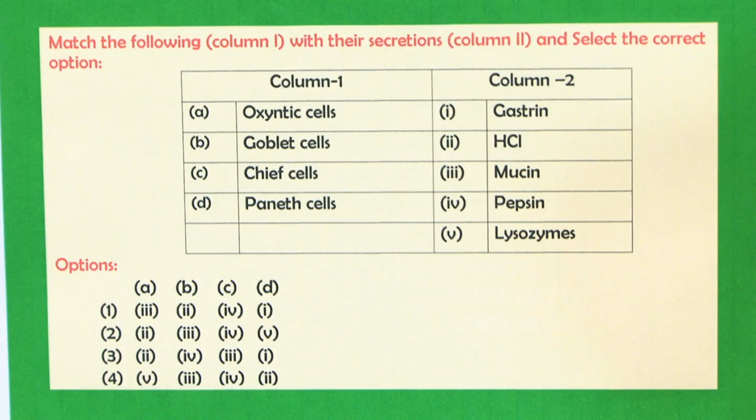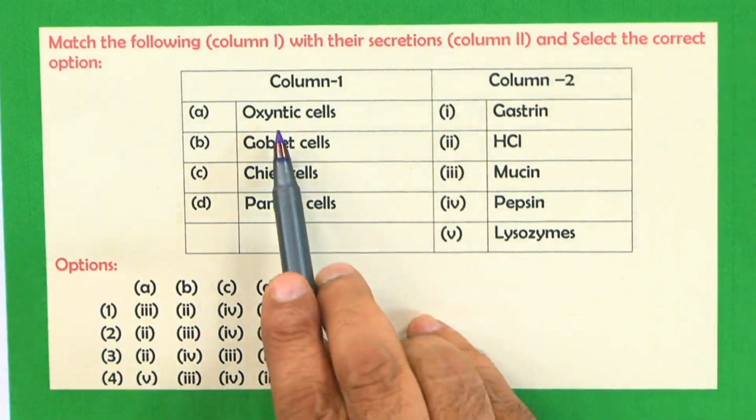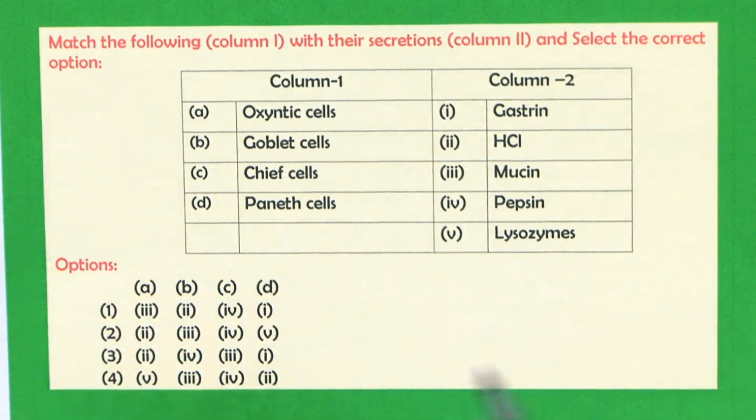So let me look into oxyntic cell. It matches with the HCl, that is A with 2. When you look into it, option 2 and option 3, they show A as 2. Either the answer is A, that is 2, or 3.